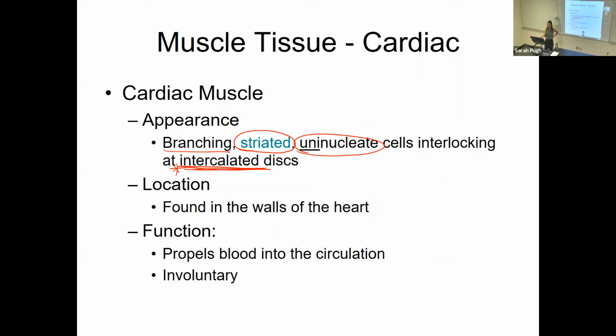So where do we find your cardiac muscle? We find it in the heart. It's in the walls of the heart, and its job is to move blood through your body. It generates a blood pressure, so it truly helps to get that blood circulating through the entire body. And again, it is involuntary. Thank goodness we do not have to remember to make our heart contract and beat. I have too many things already that I'm thinking about. I can't remember that. So that is involuntary.